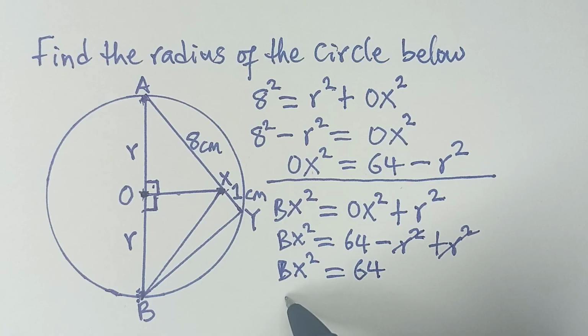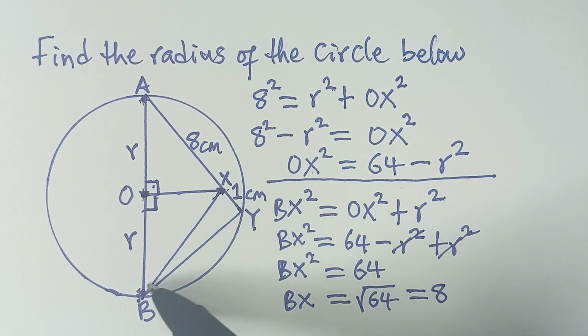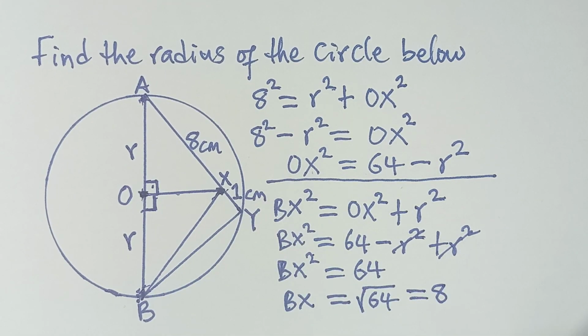So that we can now conclude by saying BX now, when we take the square root of both sides, we're going to get BX as the square root of 64. Don't forget the square root of BX squared will simply give us BX, and then the square root of 64 will give us 8. So we now have BX as 8 centimeters. So the length of this is 8 centimeters.